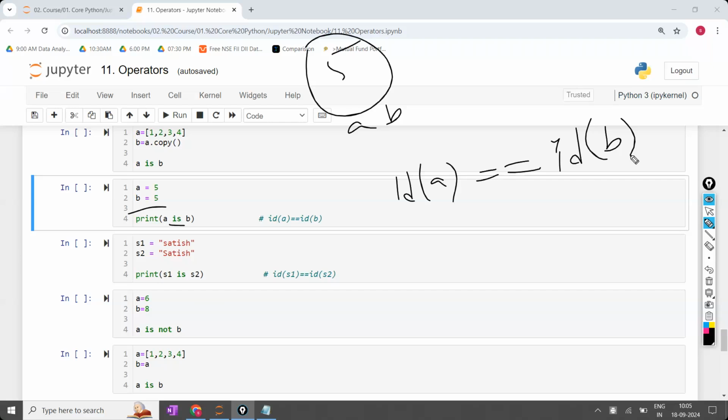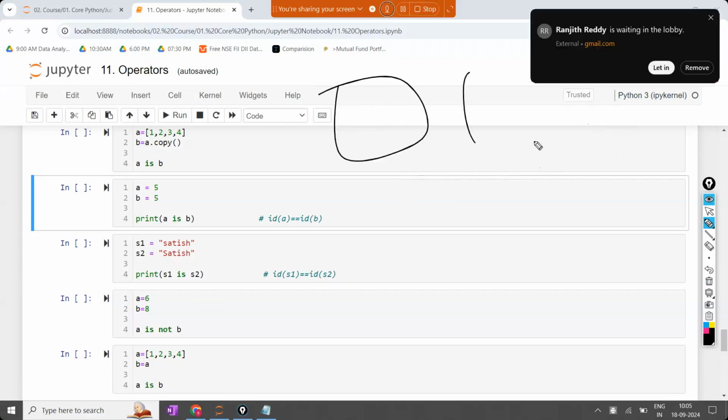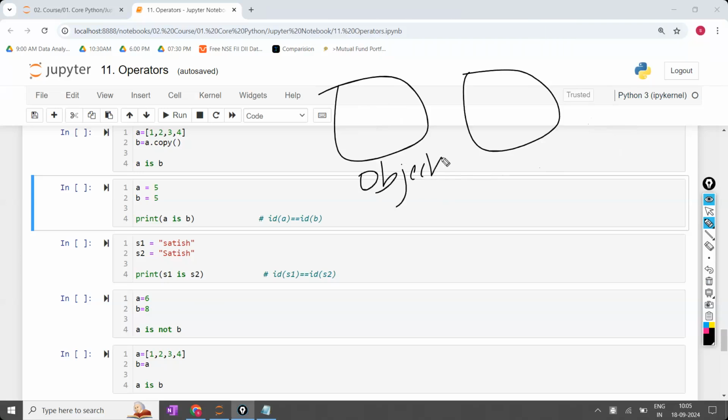Okay. So similarly, here there are two buildings. What are the two buildings? Similarly, two objects. Each object will have one address, one ID. Whenever you use "is", it is checking in the backend whether both of them are the same or not.